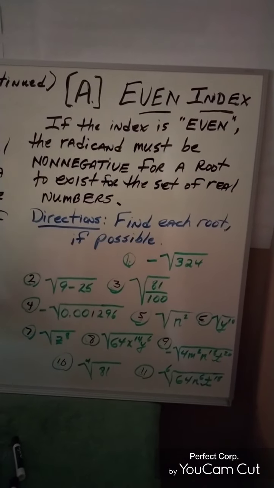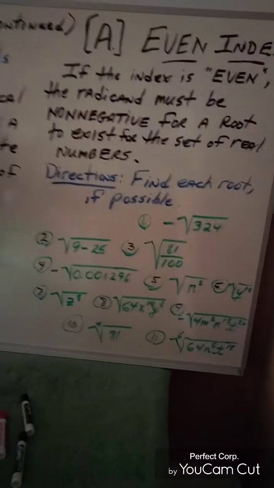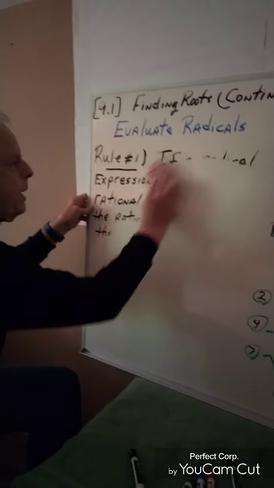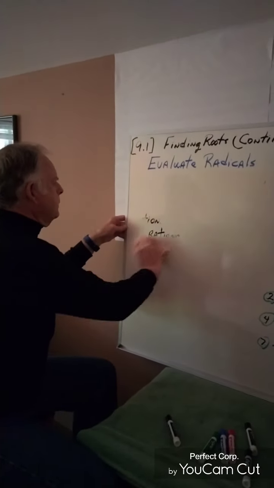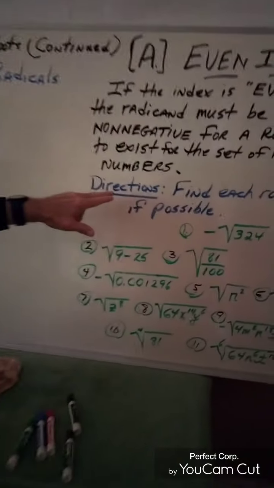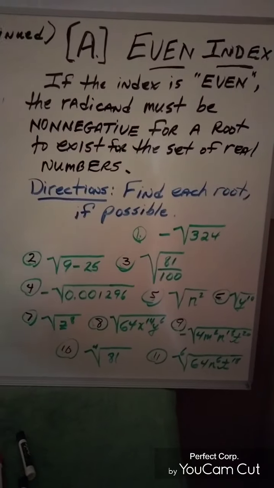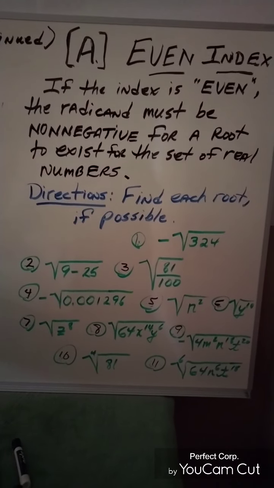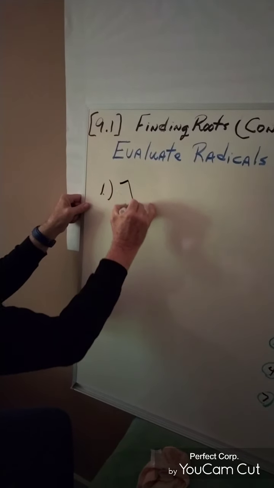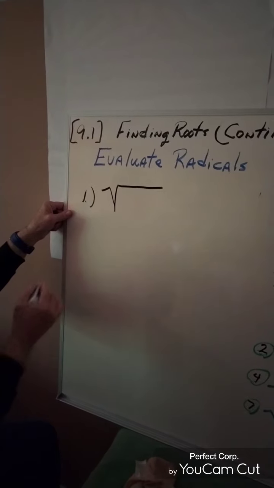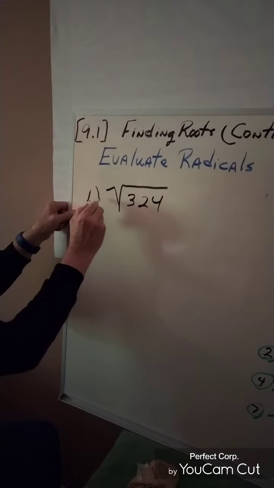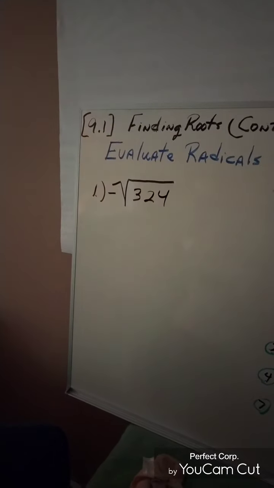So we're going to take a look at a few examples, and I'm going to be putting these examples right in this area right here. I'm going to erase that rule. We've already identified it. It is on the video. The directions say, find each root if possible. We're going to start with this guy right here. The radical, and I'm going to put a negative sign on the outside.